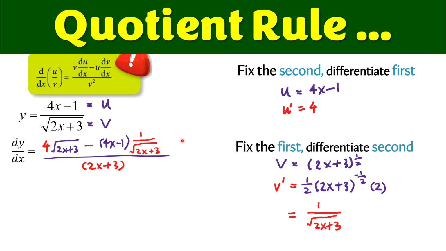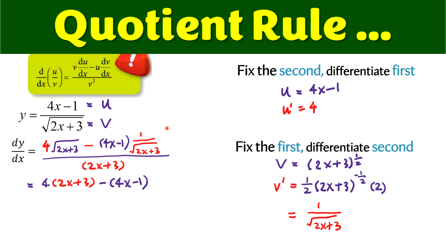How can we simplify the numerator? Now, if you remember and watch product rule, you will be familiar with this. So what I'm going to do is combine these two as a single fraction. My first term over here will give me 4 times 2x plus 3. Why? Because square root of 2x plus 3 times square root of 2x plus 3 will give me just 2x plus 3. Then I subtract the second term here, which gives me 4x minus 1.